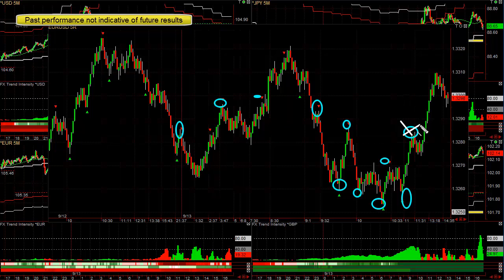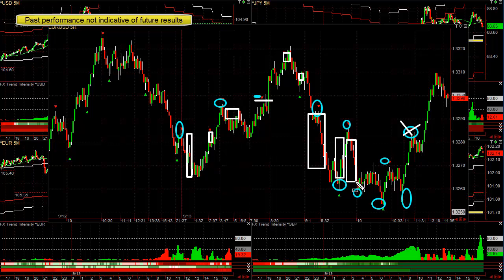But you can see the vast majority of the moves that it catches made up for the small losses. There's a win, tiny loss. Probably a small win, tiny loss. This one's a tiny loss. Tiny loss. Big win, big win, big win. You're never going to catch every pip, just assuming you catch part of it.